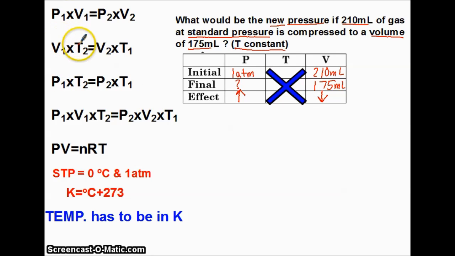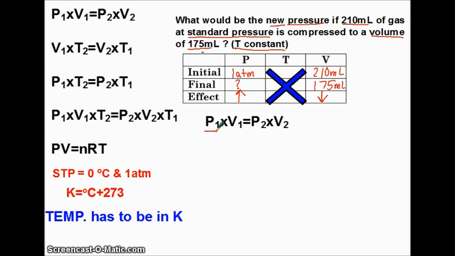This has V, but no P. We don't need that one. It's this one here at the top. So this is the one that we want to use. P1 times V1 equals P2 times V2. This is what we want to use. So now we just have to plug in our different values.